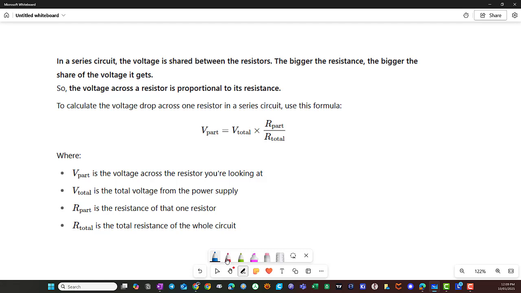Alright, so we say in a series circuit, the voltage is shared between resistors. The bigger the resistance, the bigger the share of the voltage it gets. Conversely, the smaller the resistance, the smaller the share of the voltage it gets. Okay, it says the voltage across a resistor is proportional to its resistance. Now, what does it all mean?